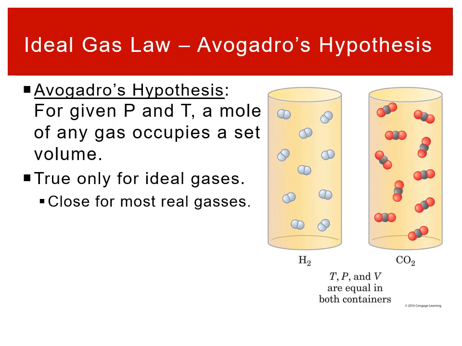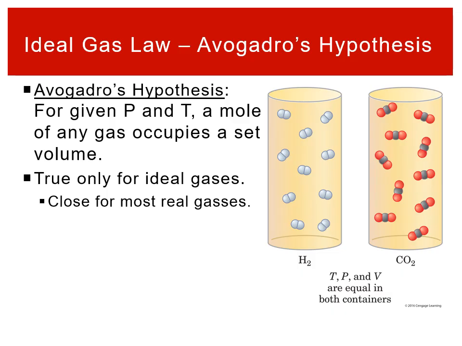This is only true for ideal gases. For ideal gases, this is 100% true, but it's close for most real gases. And so we're going to use it as if it is true. We can apply it. You get a little bit of error, but we're not going to worry too much about that. So Avogadro's hypothesis says that for any given pressure and temperature, a mole of any gas occupies a set volume.